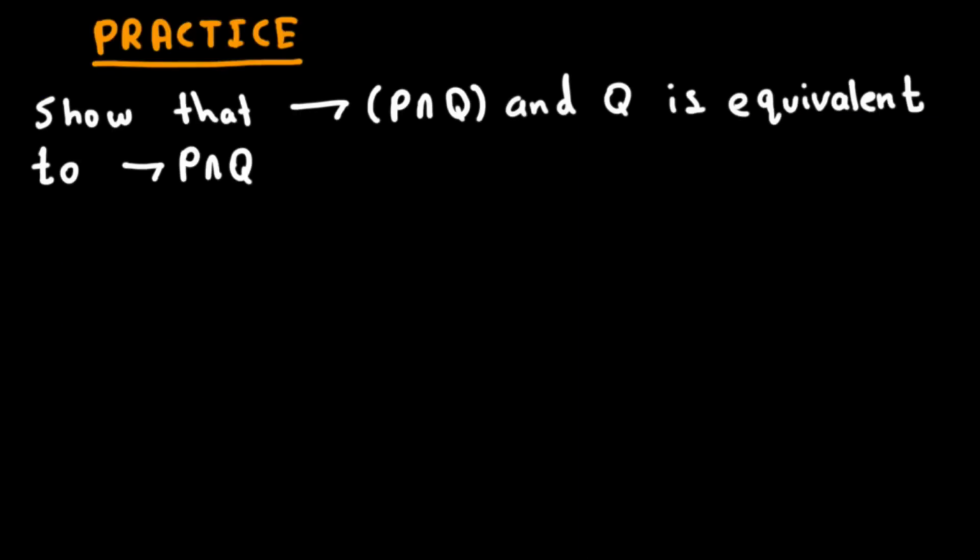Now let's look at a problem on this one. Show that not P and Q is equivalent to not P and Q. Before you watch this one, you have to know the previous logic laws. If you didn't watch that video, please go ahead and watch that first, and then you will understand. Otherwise it's going to be hard to understand some stuff. Now let's go ahead and start this one.